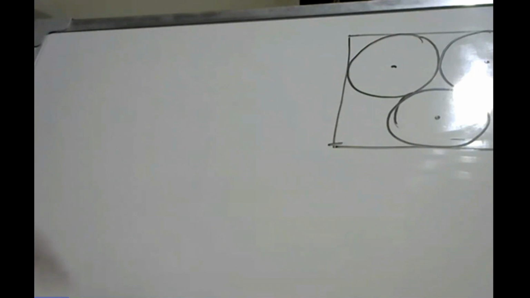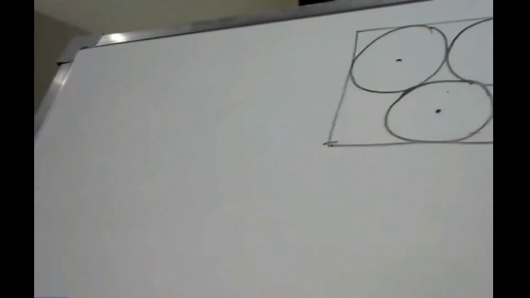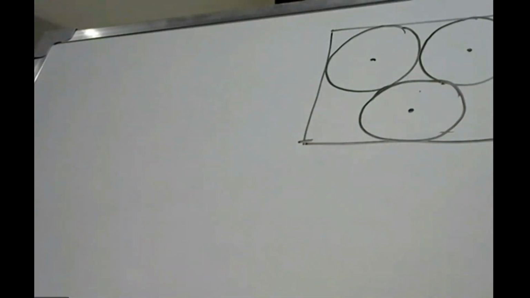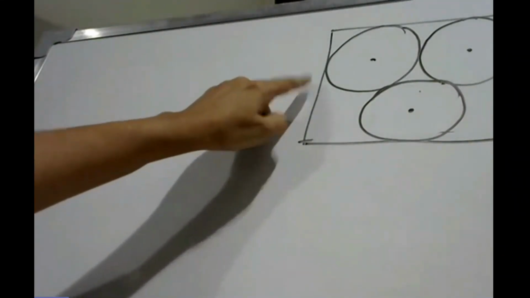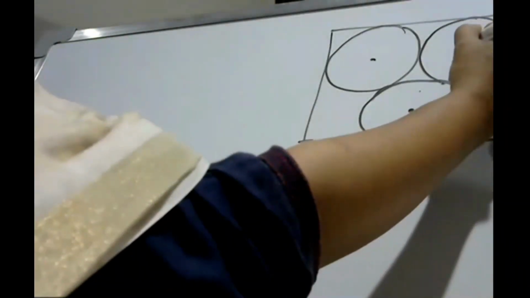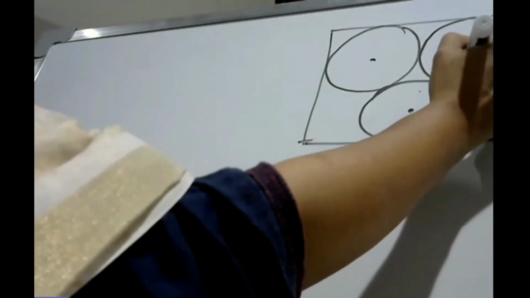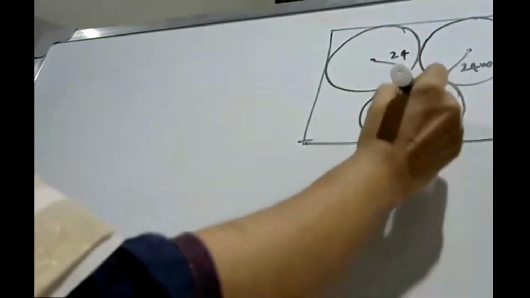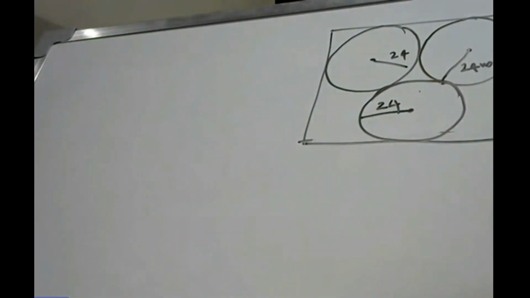The rough diagram is somewhat like this. And it said each circle touches the other circle, and the sides of the circle meet the rectangle. Given that the radius of each circle is 24 mm. Each circle has the radius 24 mm. And we are asked to find the area of the rectangle.